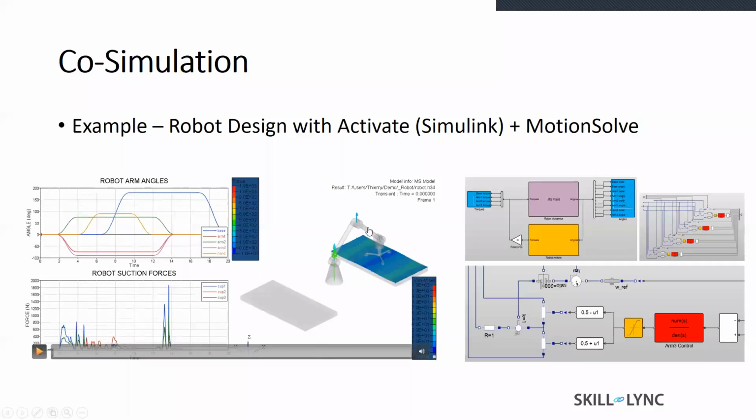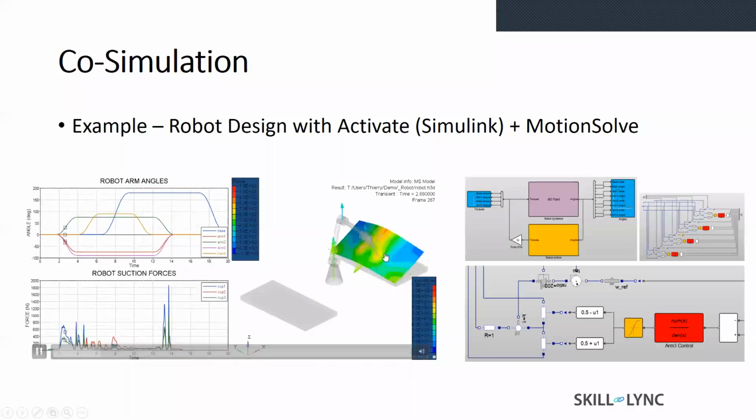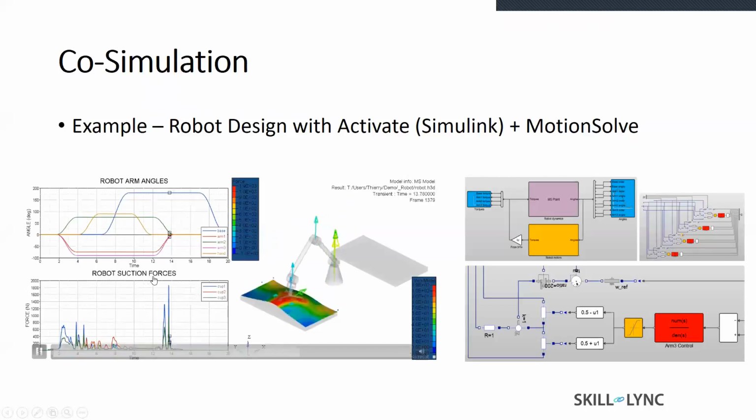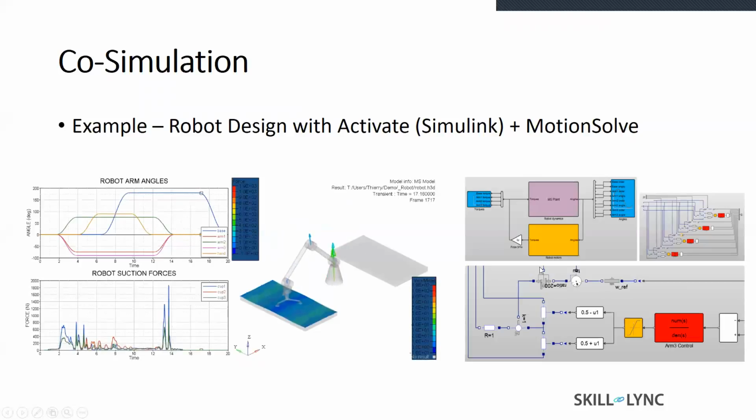So this robotic arm is trying to pick up the sheet. We can model this entire 3D model in MBD using Motion View. Then the inputs and the outputs can be obtained in Simulink, which is similar to Activate, and Motion Solve. A combination of this will give you the results, for example, if you want robot suction forces or the robot arm angles. All these can be obtained in Simulink.